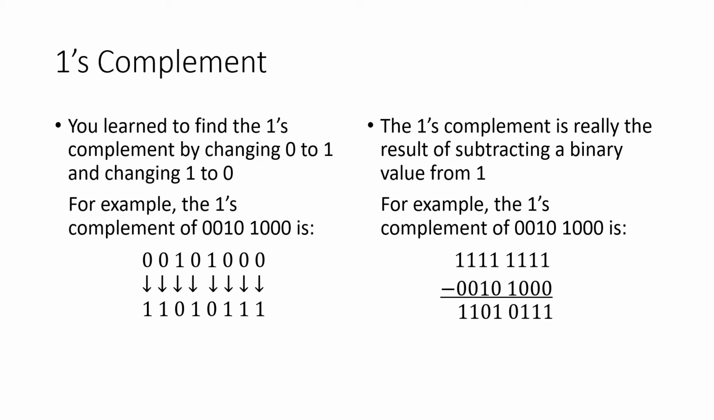But the 1's complement is really the binary value that you obtain when you subtract a binary value from 1. For example, the 1's complement of 0010 1000 is obtained by subtracting that binary value from 1111 1111. So you see, regardless of the method, the 1's complement is the same value.